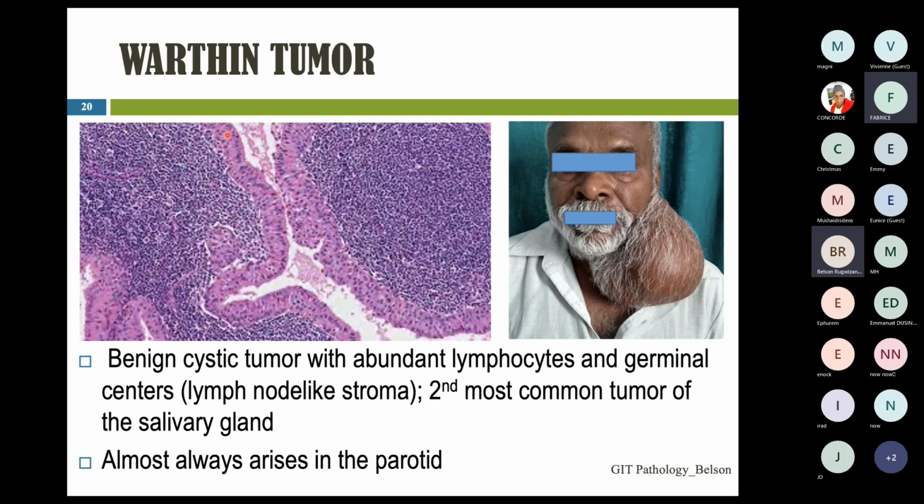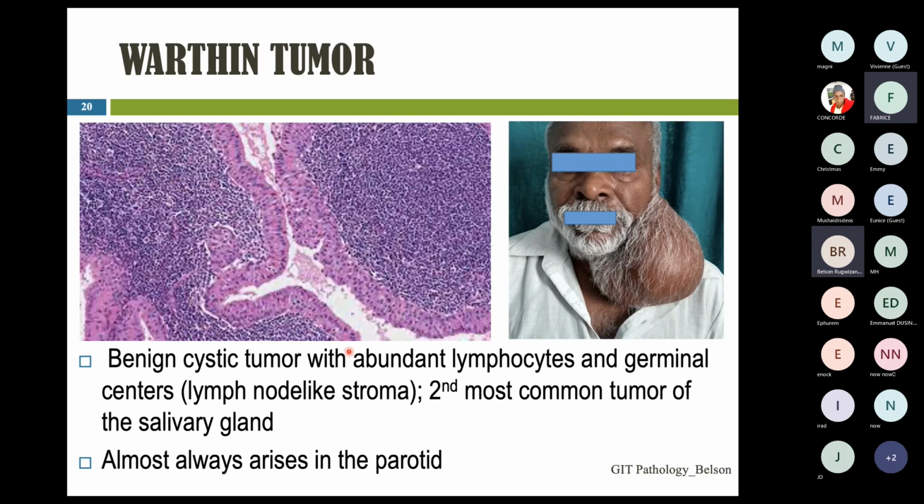So salivary glands have epithelial cells because they secrete saliva. That's why here we have epithelial cells. In Warthin tumor, there is an additional amount of lymphocytes. These cells, the blue ones, are lymphocytes. So it combines both lymphocytes and epithelial cells. These lymphocytes are just reactive, they are not a tumor per se.